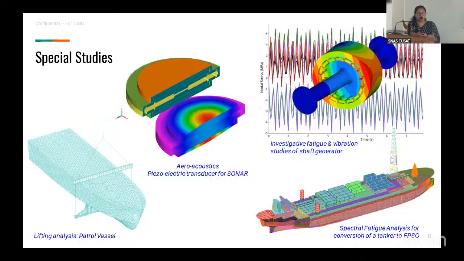So these are results for some of the special studies we have carried out. And there is lifting analysis. We do lifting and turning analysis for blocks at the yard. The second one is normal free vibration analysis results for a piezoelectric transducer. And then the top right one is fatigue analysis results for a shaft generator for an LNG carrier. And then there is this fatigue analysis done for a tanker FPSO.